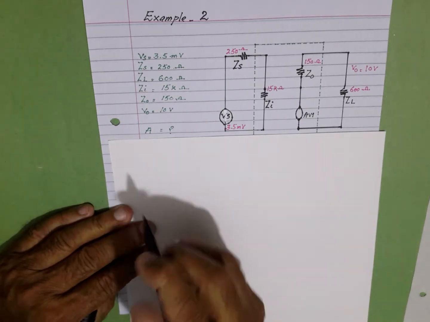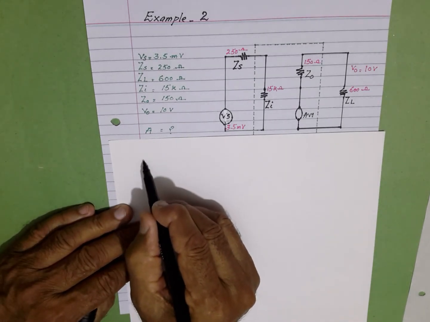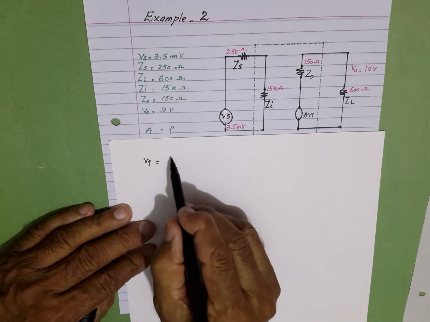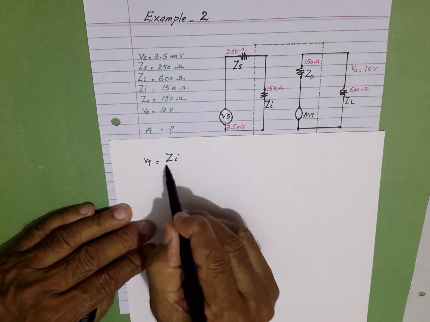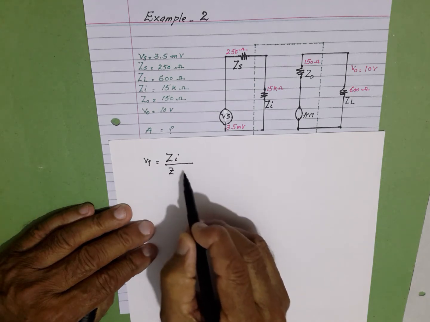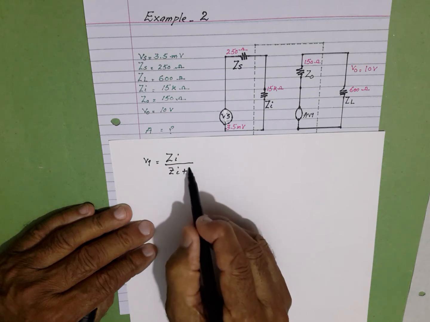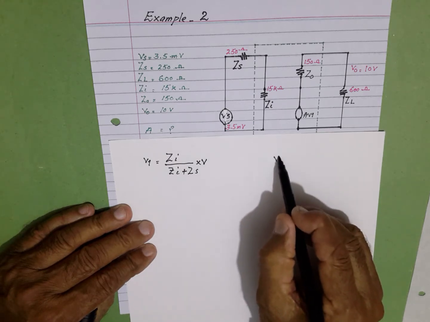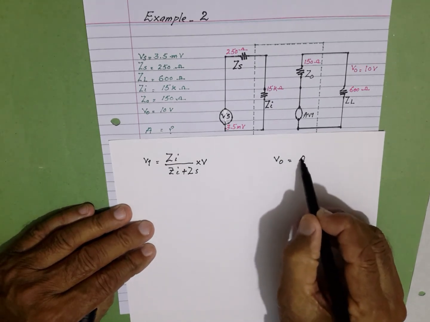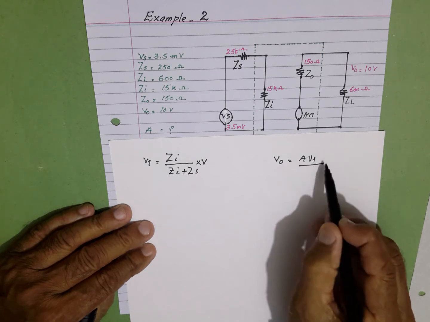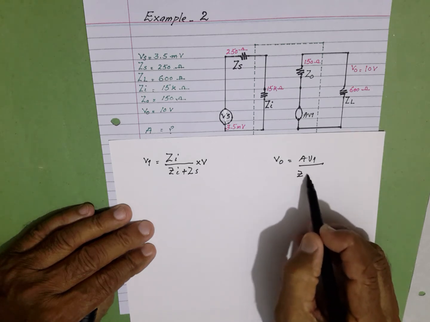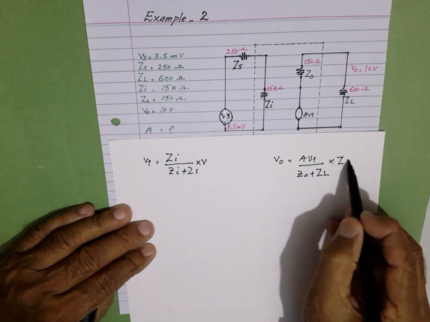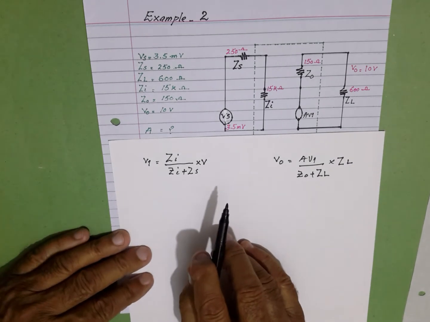We start with the formulas. We know V input or V1 is equal to Zi over Zi plus Zs, into Vs, and V naught is equal to A Vi over Zo plus Zl, into Zl. Let us now put the values.